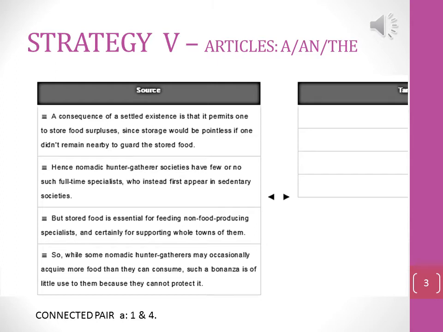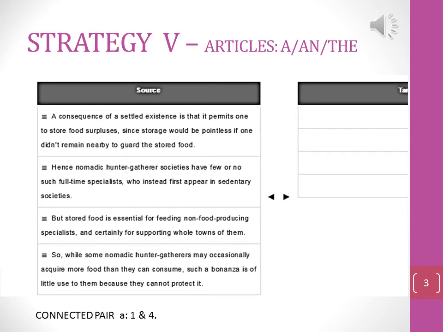Okay, so 1 and 4, and again an idea that they are going somewhere in the first half. Then I'm left with 2 other sentences, and then let's look at the clues that we have done already. We have done contrasting clues like but, and we have also done cause and effect clues. Hence means as a result, or it's an effect clue, right? Okay, so before hence we are going to look for what is the cause that nomadic hunter-gatherers have few or no such full-time specialists.